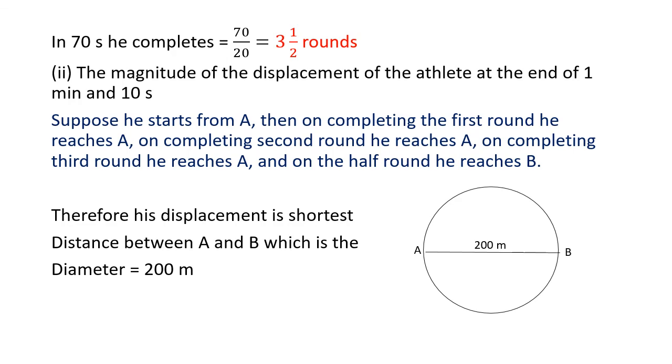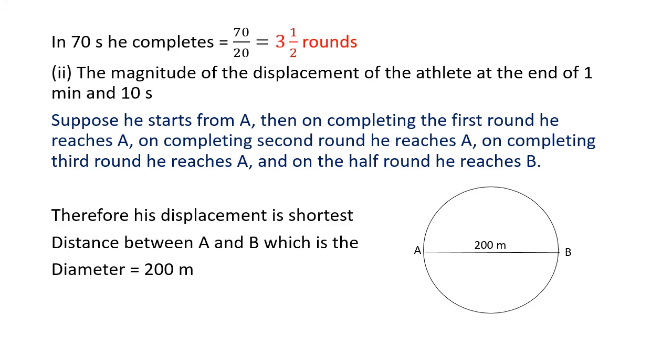So let us start from A. When he starts running from A, when he has completed the first round, he starts from A and comes back to A. So he's reached back to A, so the displacement is 0. In the second round again, he comes back to A, so again his displacement is 0. In the third round again he comes back to A, the displacement is 0, but when he runs the half round he reaches B.